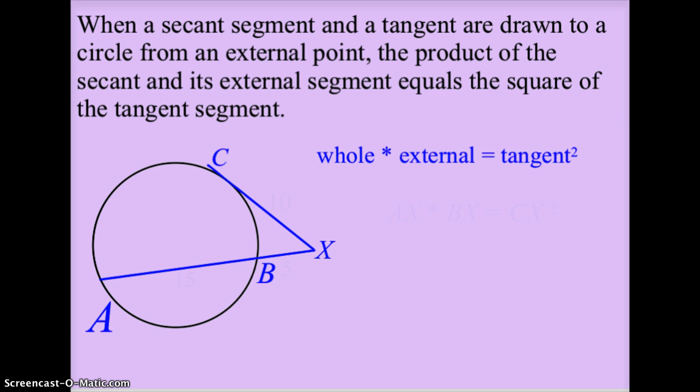Take a look here. Because it doesn't have a second part to CX, we've got to have some kind of a product. So we use CX twice. So in this particular picture, the whole entire secant times its external piece is equal to the tangent times itself. 20 times 5 is 100. 10 squared is 100. Now you know that those two are equal.